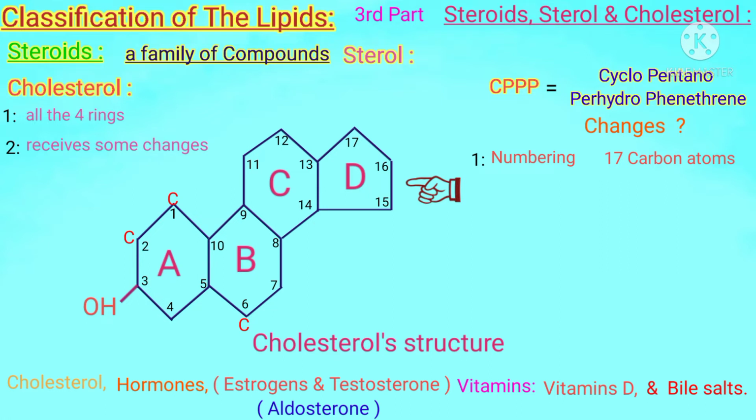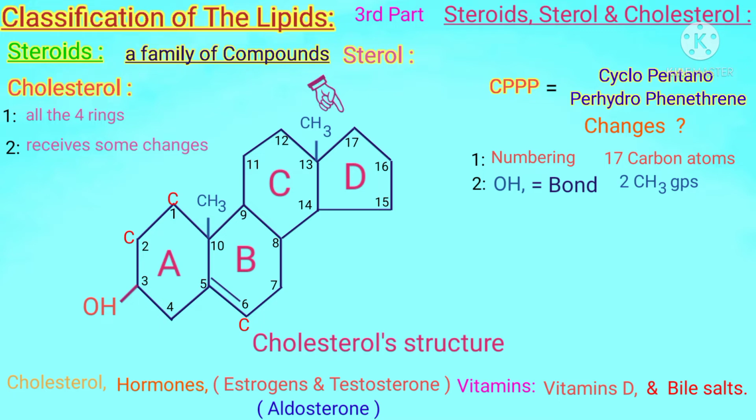Okay. Students, after numbering, the next change, number 2, is the presence of a hydroxyl group at carbon number 3. Next, the presence of a double bond between carbon number 5 and 6. This is the double bond. One is sigma and the second is a pi bond. So it will become a double bond. Students, the next change is at carbon number 10, where one methyl group is written, and at carbon number 13, one more methyl group is added. So two methyl groups are added at the 10th and 13th carbons.